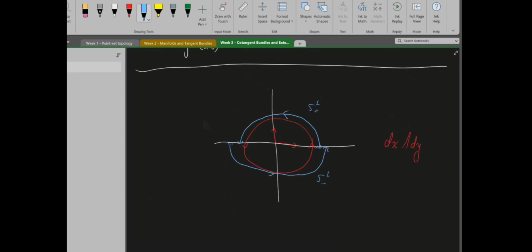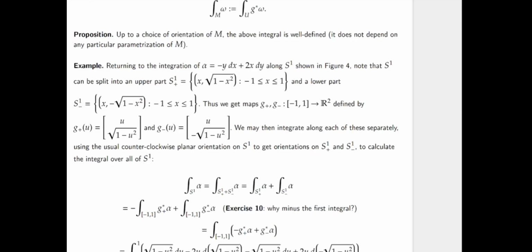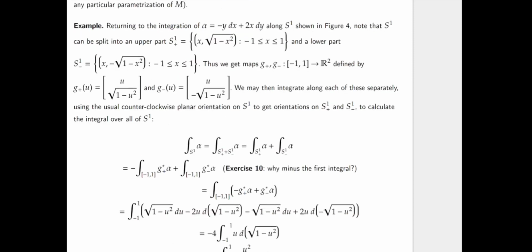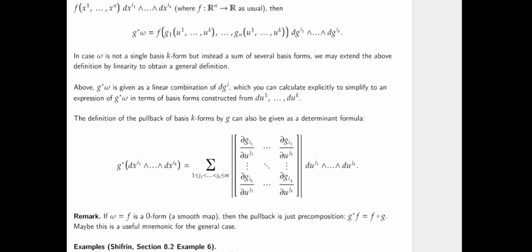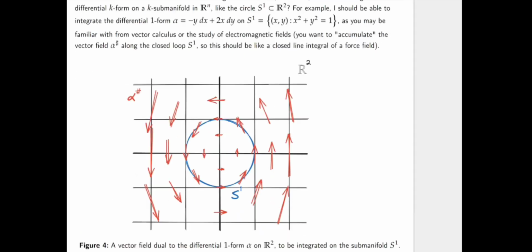Because they're both parts of the circle. I drew them in a different place, but really you should think of them as living here. So S1 minus should go to the right, and S1 plus should go to the left. And why is that important? Well, it's because when you integrate a differential form over a manifold, I've pulled back alpha from being integrated on S1 plus to the parameterization of S1 plus, which is -1 to 1 on the real number line. Because S1 plus lives in R2, but the parameterization lives in R.